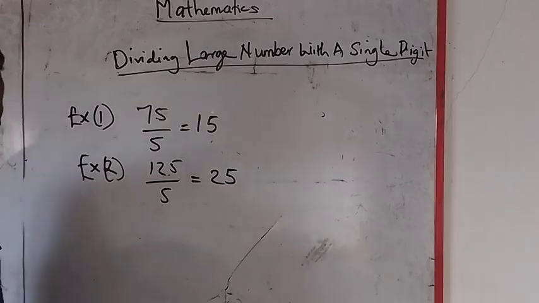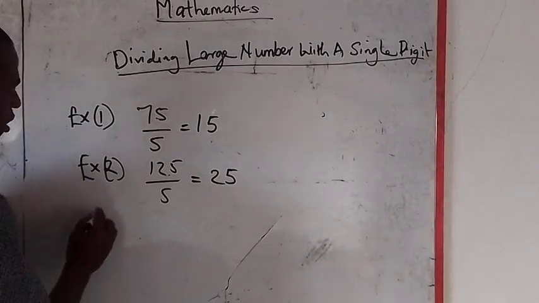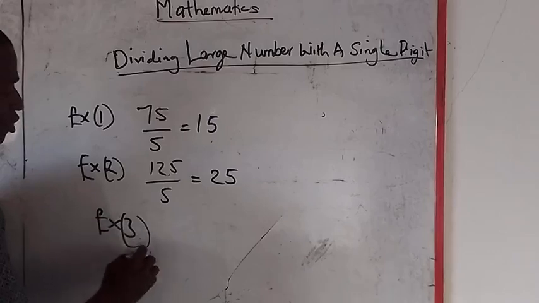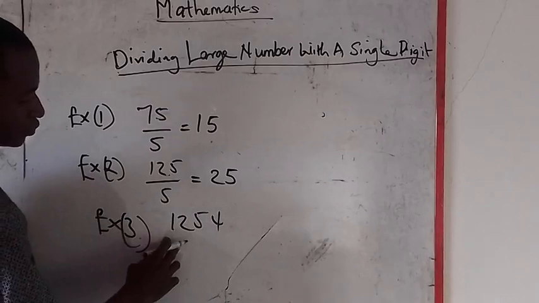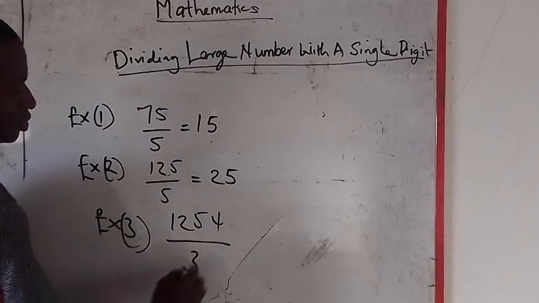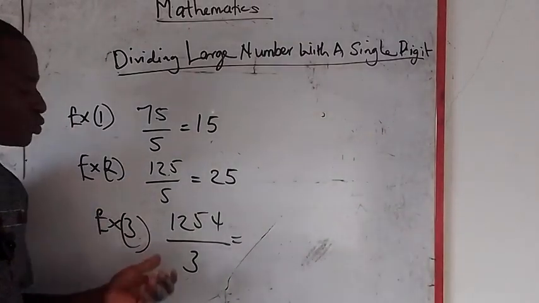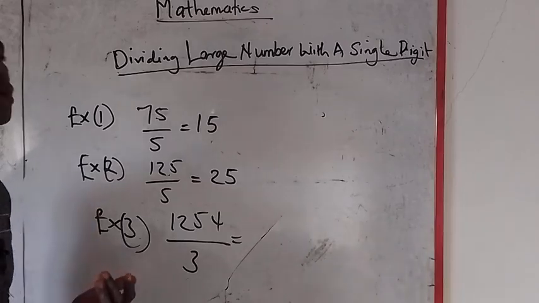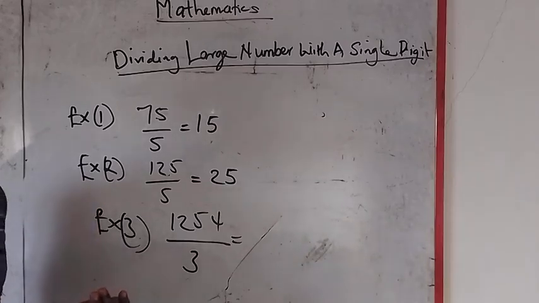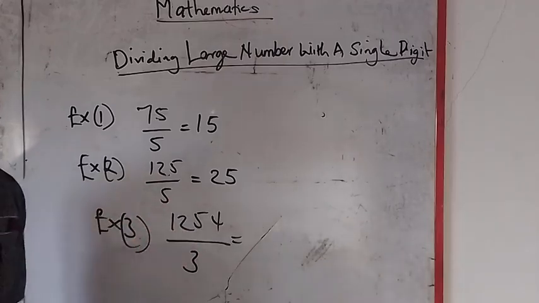I will move further by doing another division. Okay, let me give you other examples, like example 3. 1254 divided by 3. I will also teach you how to know how a number can go into a number without remainder, like all those single digits. We have the one for 2, for 3, for 4, for 5, for 6, for 7, for 8, and for 9. You will know how those numbers can go into big numbers without remainder when you see the numbers.